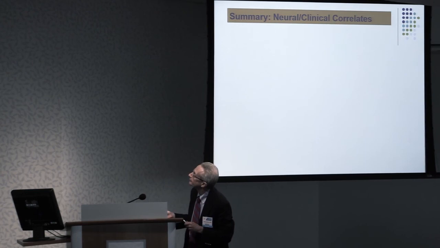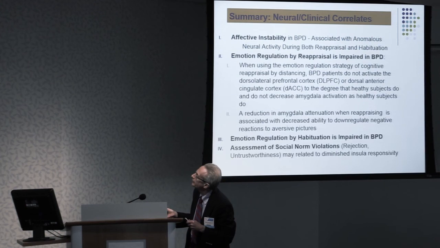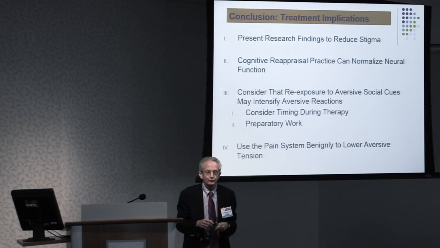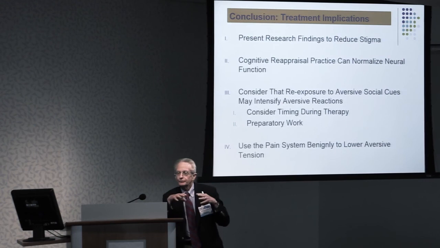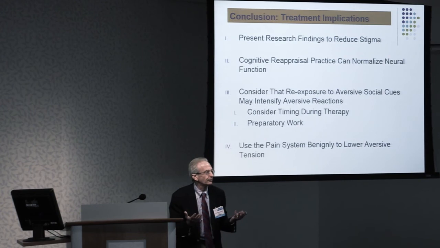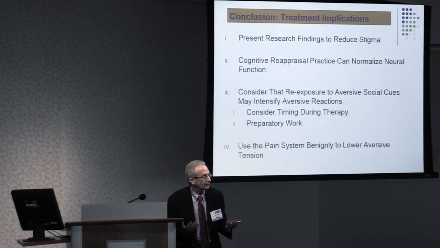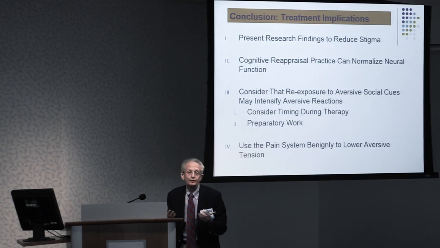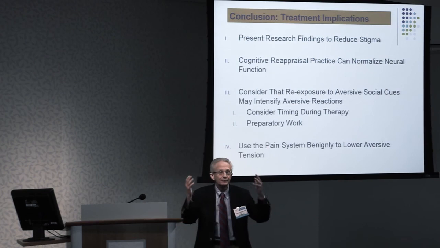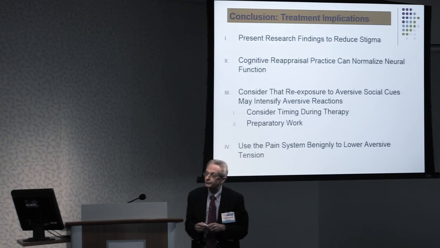Let me just skip over this slide and talk about, are there any treatment implications from any of this work? Well, first, the mere fact that we've been able to show that there are differences in how the brain is activated in borderline patients is something that a lot of borderline patients find very reassuring, because it reduces the level of stigma, and they really appreciate that. And so one element in treatment is certainly to share this information with the patients, to let them know that this isn't just made up stuff. This is something that actually shows up in the way the brain is functioning.